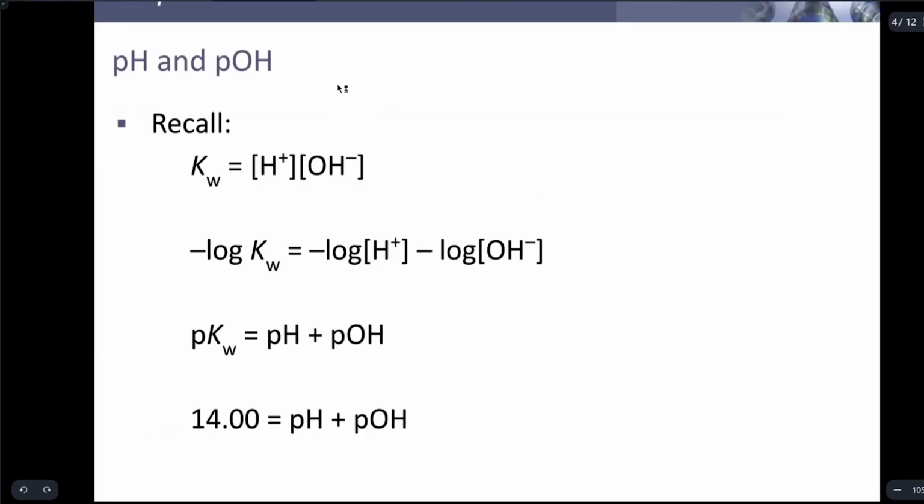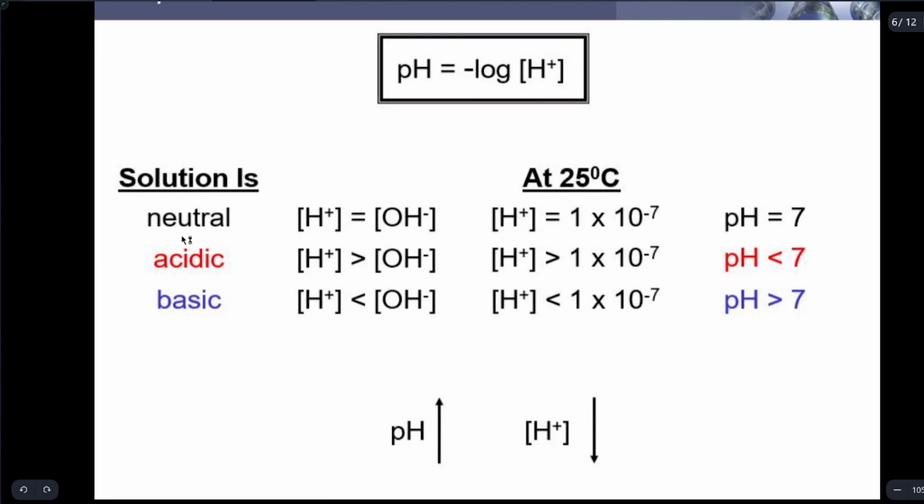We learned in previous videos that the K value of water is always 10 to the power of negative 14. Using this, we can conclude that the sum of the pH value and the pOH value, which is the negative log of H plus and the negative log of OH minus, is always going to be equal to 14. Here we see that neutral solutions will always have a pH of 7, acidic solutions will have a pH of less than 7, and basic solutions will have a pH of over 7.